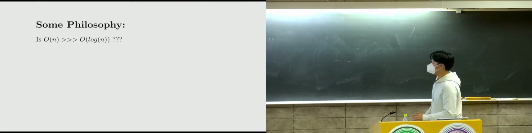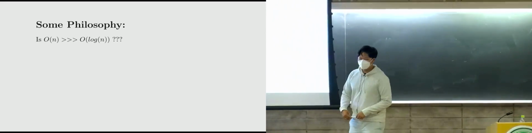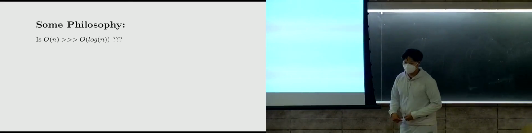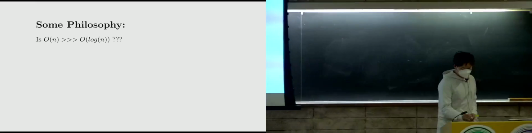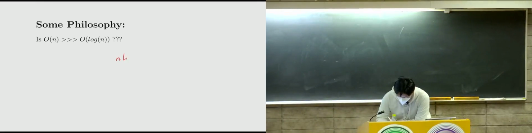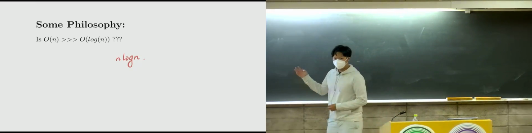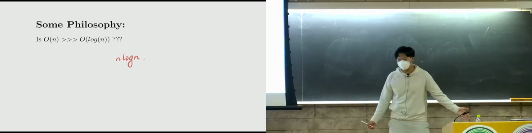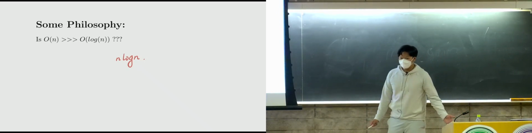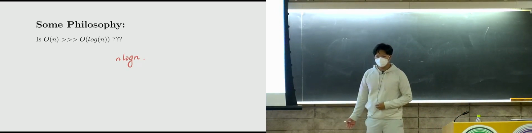Okay, the last point, some philosophy. Is the fact that linear time is always a lot worse than logarithmic time, or O(n log n)? After all this, in our daily life, should we sort every single thing? Should we sort our clothes according to color? And should we sort everything for faster access? Is that true?